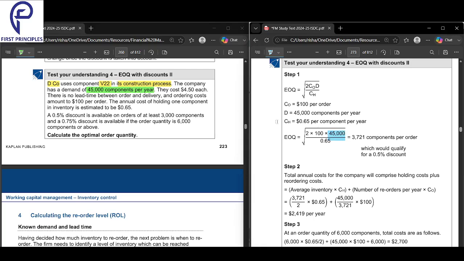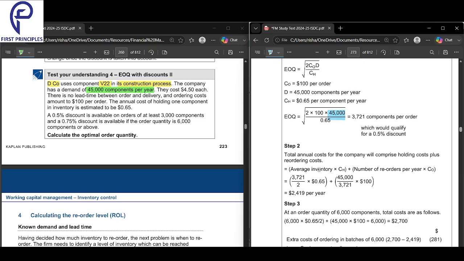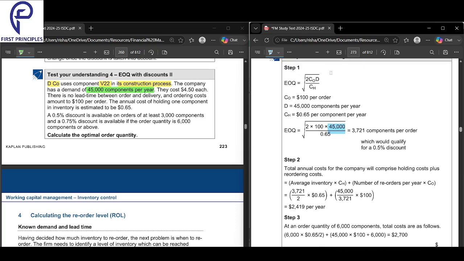Annual demand 45,000. They cost 4.50 each. The price of this, if you purchase per piece, is 4.50, where you don't use any of it in the EOQ formula. You will use it later when you're doing the bulk discount. There you will use it. Right now, you don't need to use this. There is no lead time between order and delivery. Immediately, if you order, you will get the delivery. Ordering cost is 100 per dollar. Very important. So we have taken over here CO, ordering cost, 100 per dollar. And the annual cost of holding one component of inventory is 0.65.